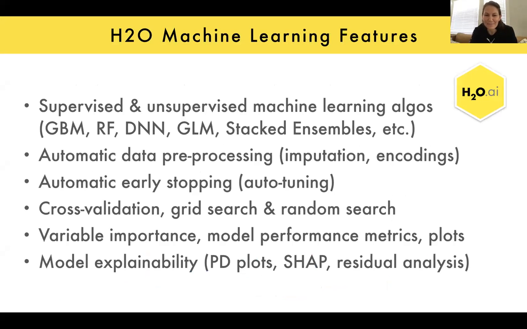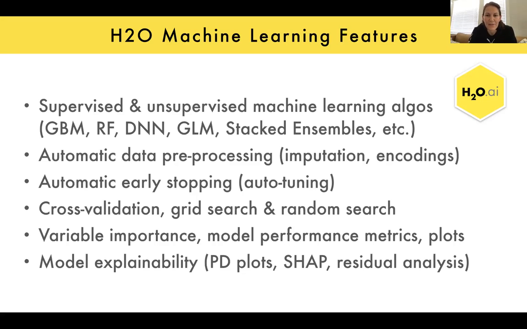And then inside of H2O, we have a whole bunch of different algorithms, both supervised and unsupervised. So some examples: gradient boosting machines, random forests, deep neural networks, GLM, stacked ensembles. We also have XGBoost, which I think is the only third-party library that we bundle in with H2O. It's just another GBM library that's very good.